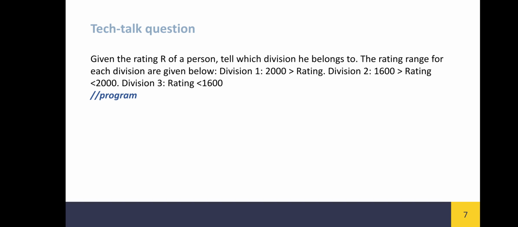Now let's move on to the question given in our tech talk. The question is: given the rating R of a person, we tell which division he belongs to. The rating range for each division is given below. Division 1, rating greater than 2000. Division 2, rating lies between 1600 and 2000. And division 3, rating is less than 1600.